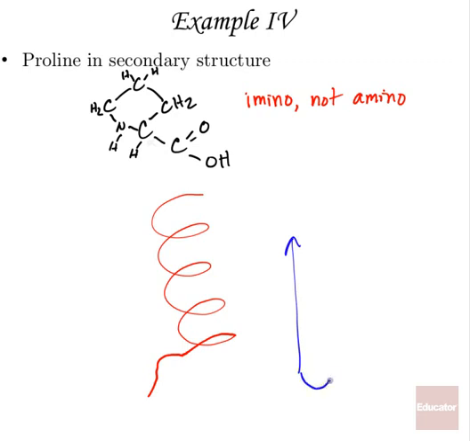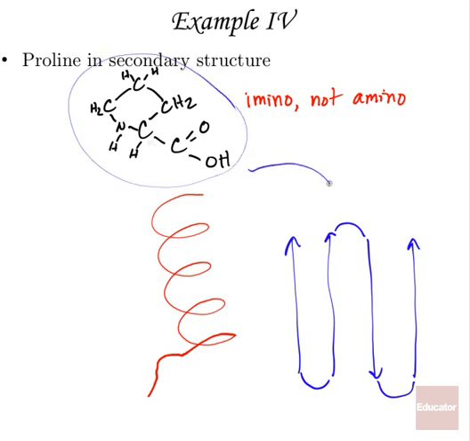It has a nice little turn, and then maybe we go like this again, a nice little turn. And our prolines are often going to be found in the turns because they help with the U-turn portion of this.